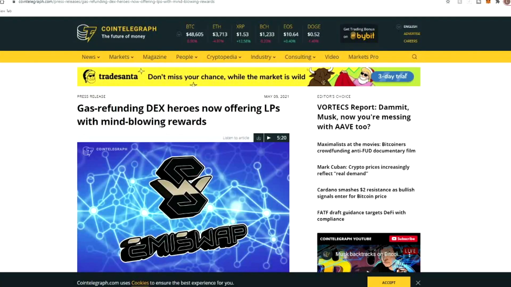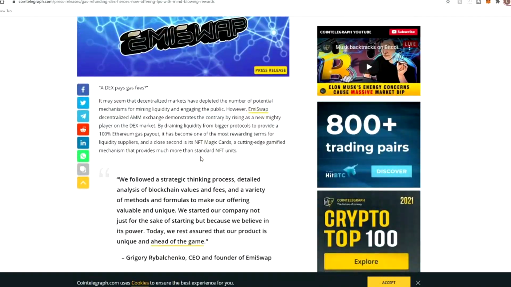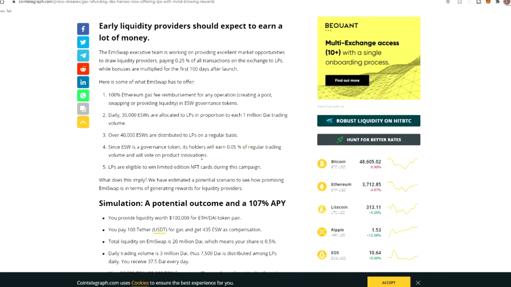We have a quick article here from Cointelegraph. So this is EmiSwap, we're going to read through it just quickly for you now. So the bonuses of EmiSwap is that 100% Ethereum gas fee reimbursement, as we know. Daily 30,000 ESWs are collected to liquidity pools in proportion to each 1 million day trading volume. Over 40,000 ESWs are distributed to LPs on a regular basis. Since ESW is the governance token, its holders will earn 0.05% of the regular trading volume and will vote on product innovations, so you're included basically.